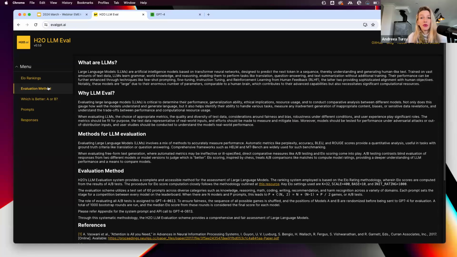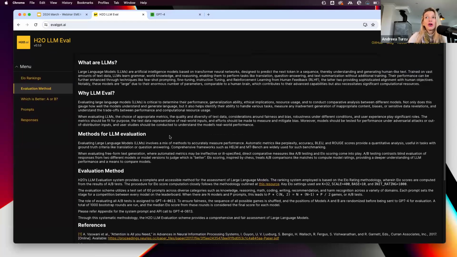And so for the evaluation metrics, to address some of the challenges, H2O LLM EvalGPT combines strengths of A/B testing and automated evaluation techniques, as I said, and offers analysis on all these things.